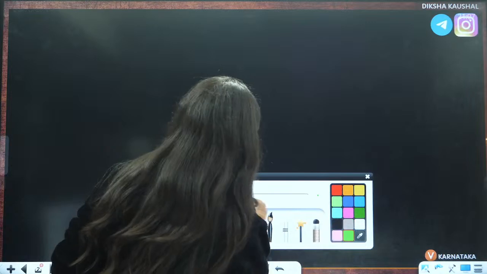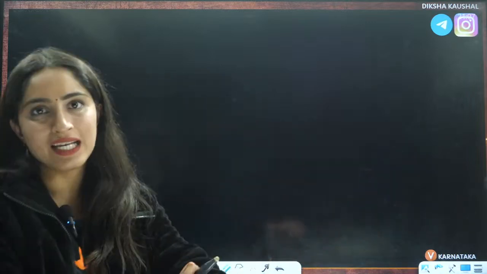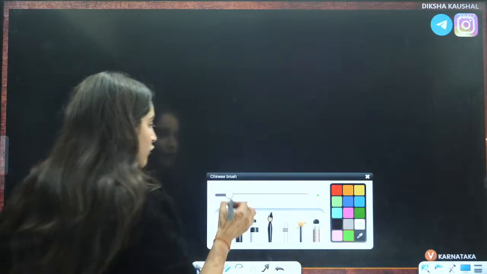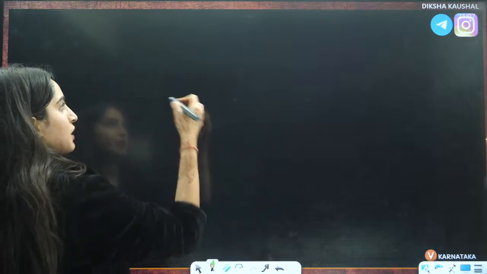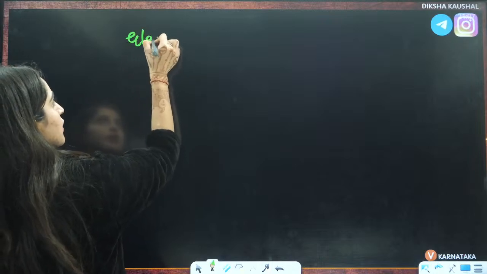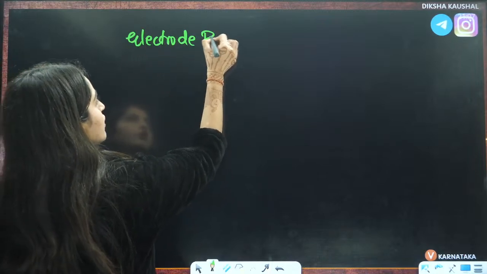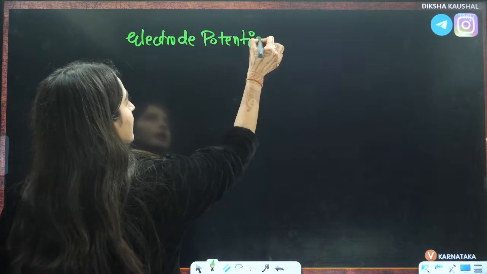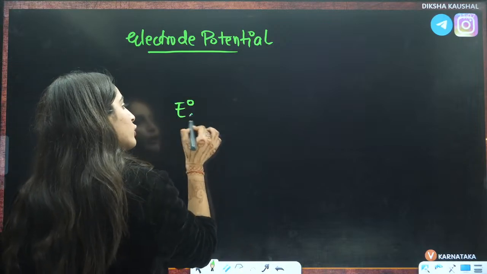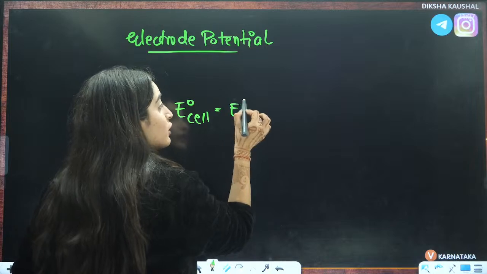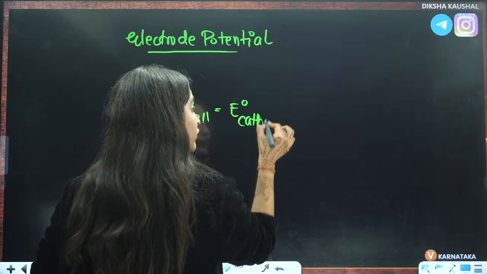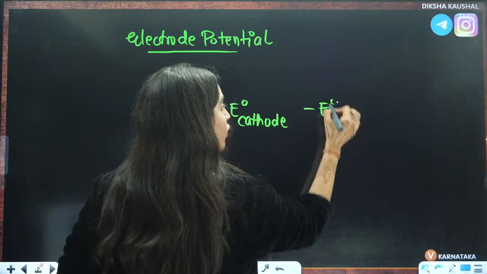Now, let us see what exactly we did yesterday. Yesterday we did one thing which is very important. We talked about the reducing nature. We talked about the electrode potential, basically. In electrode potential, we talked about E naught of cell equals E naught of cathode minus E naught of anode.